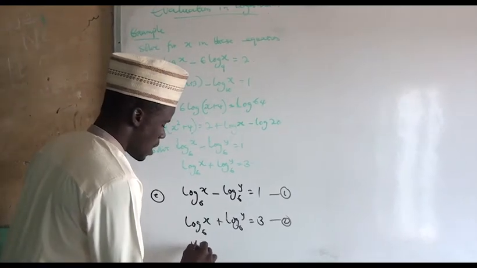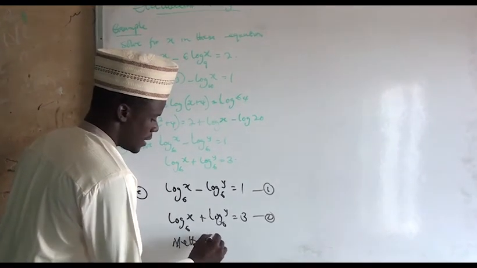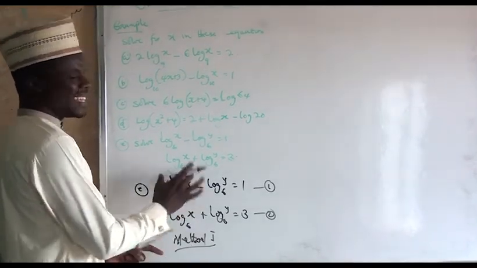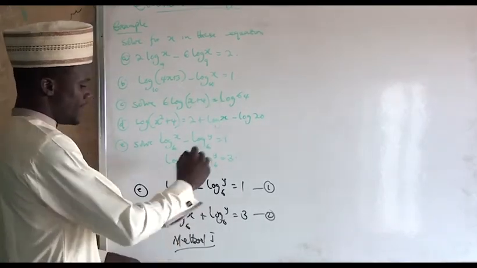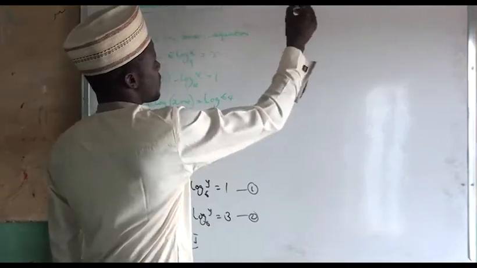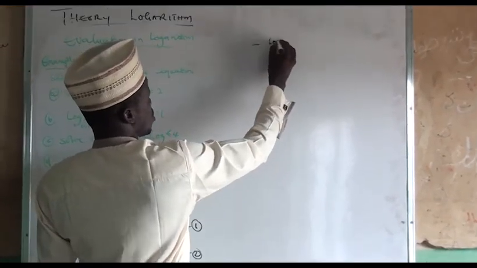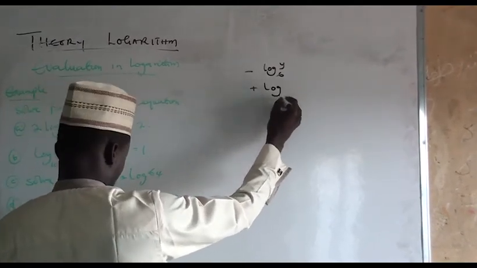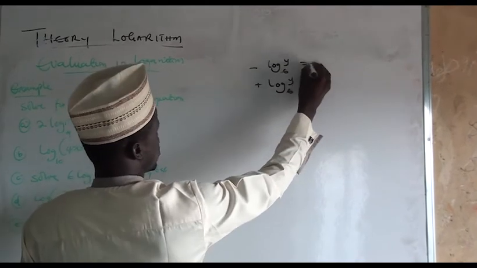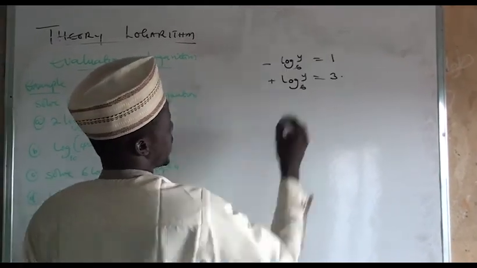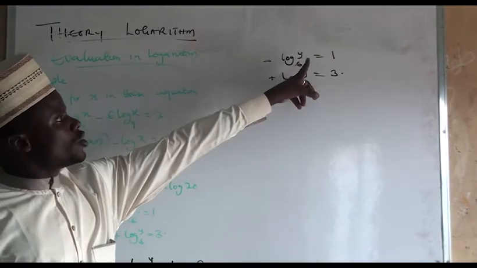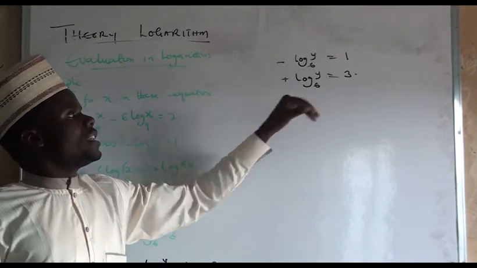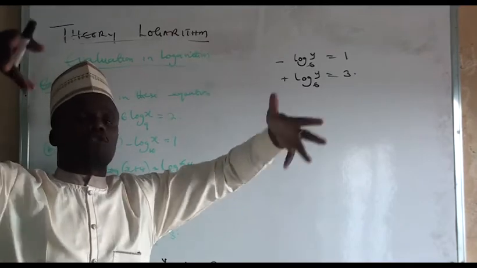Let's write method 1, or we say step 1. Since this is log x base 6 and this is log x base 6, and they have the same coefficient, we can eliminate log x base 6. So here we have a remainder of minus log y base 6, and here we have plus log y base 6. This is equal to 1, and this is equal to 3. So we can say equation 2 minus equation 1.